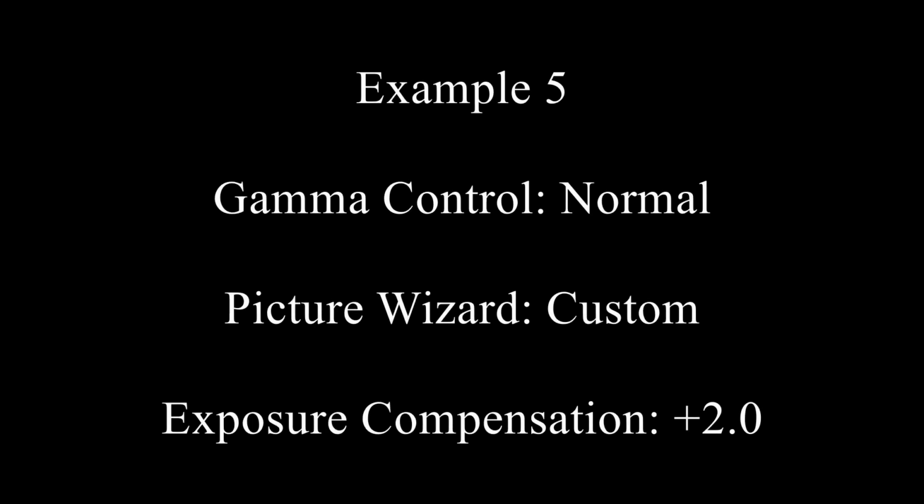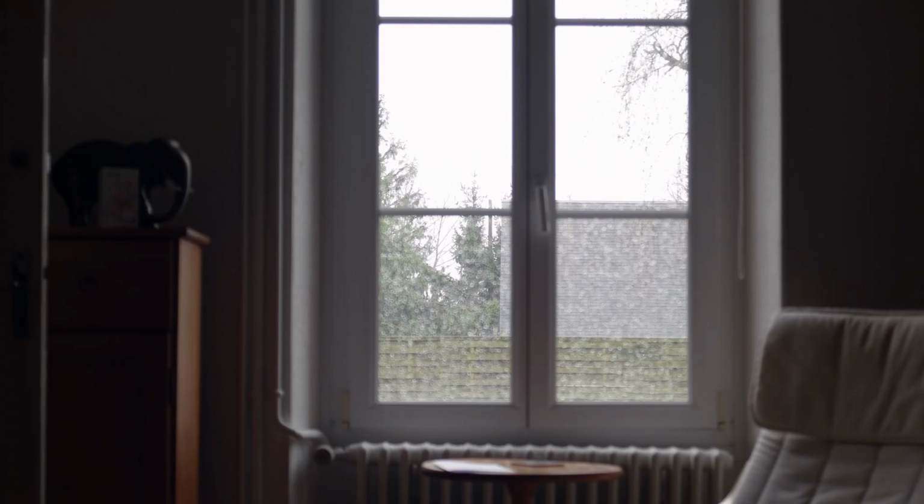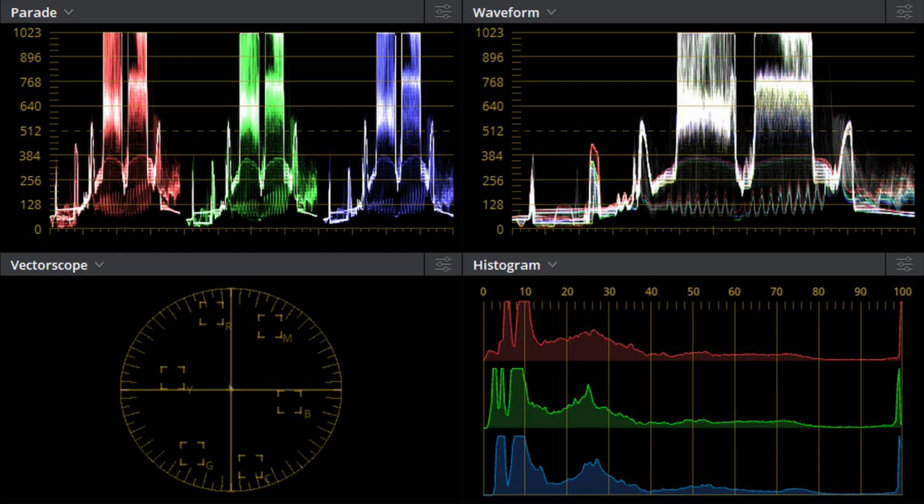Example 5, gamma control normal, picture wizard custom, exposure compensation +2. Okay, let's take a look at our scopes and we can see a broader range in the shadows, but this time the highlights are at the point of clipping. Okay, let's take a look at our increased gamma shot. And if we look closely at the elephant in the room, you can see artifacts are returning.